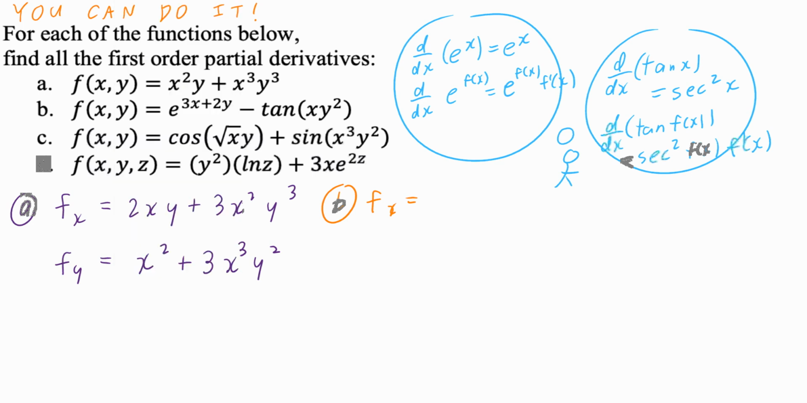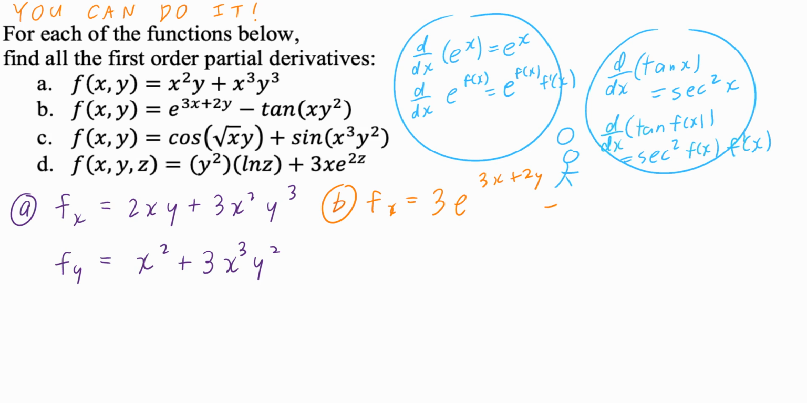So again, if you want to find the partial derivative with respect to x, that means y in this case is going to be a constant. So you go back, you start with e to the power of 3x plus 2y, which means the derivative is going to be e to the power of 3x plus 2y times the derivative of 3x plus 2y with respect to x.